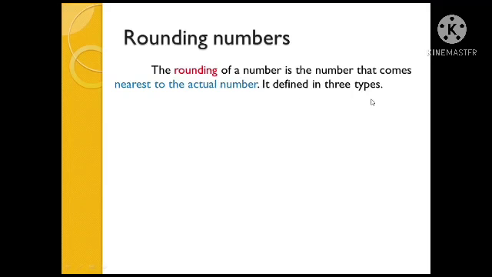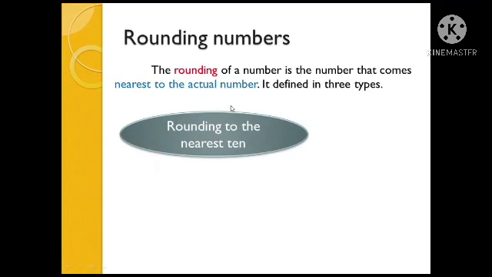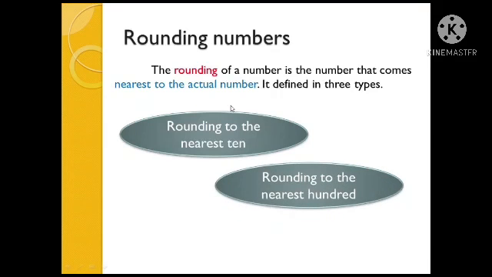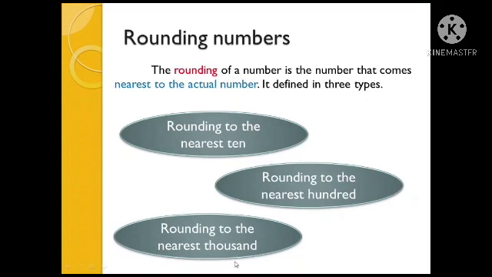In this we have three types: rounding to the nearest tens, rounding to the nearest 100, and rounding to the nearest 1000. Rounding numbers means we will make it another number which is nearest to the given number. There are some rules that we'll learn next. So in that we have three types: rounding of tens, rounding of hundreds, and rounding of thousands.